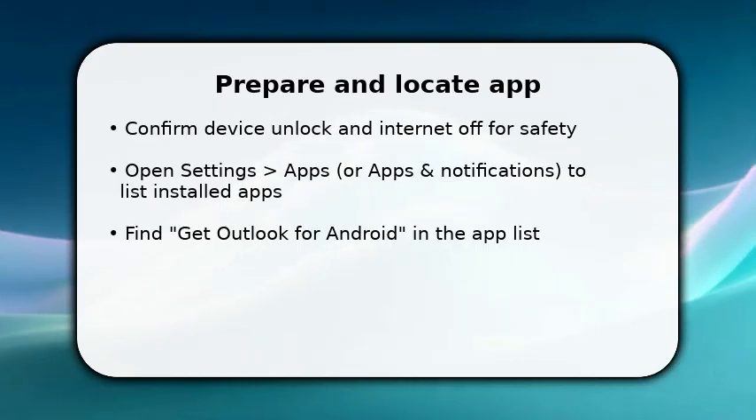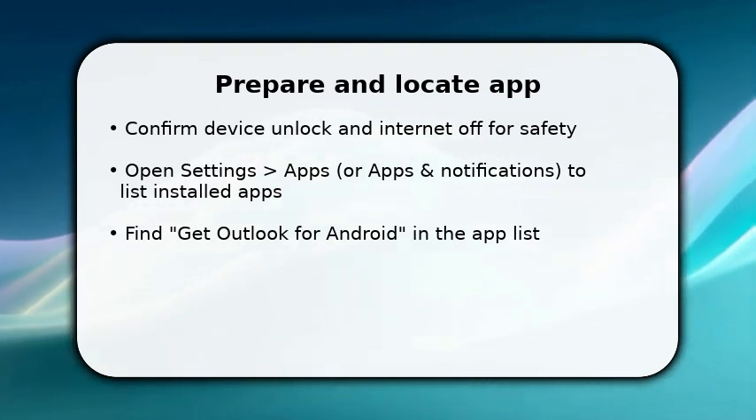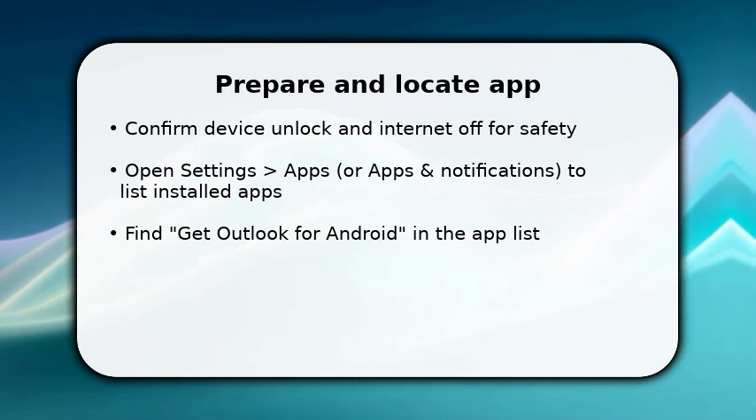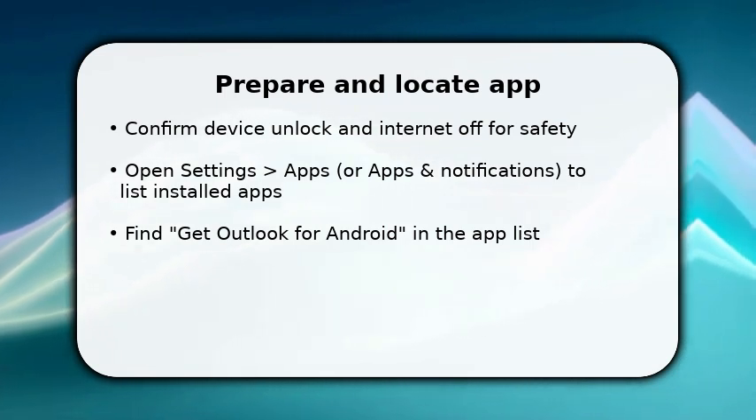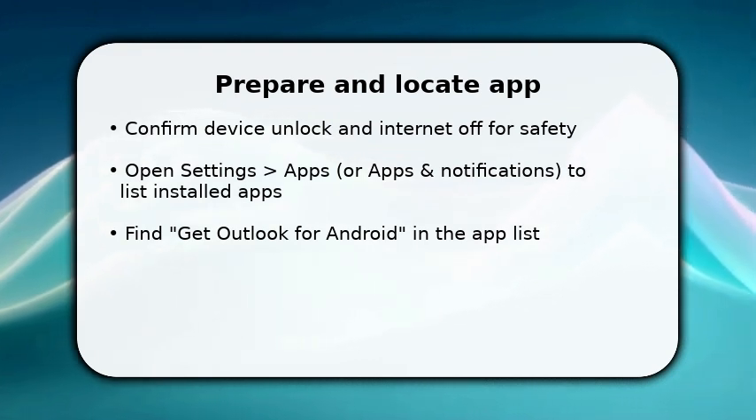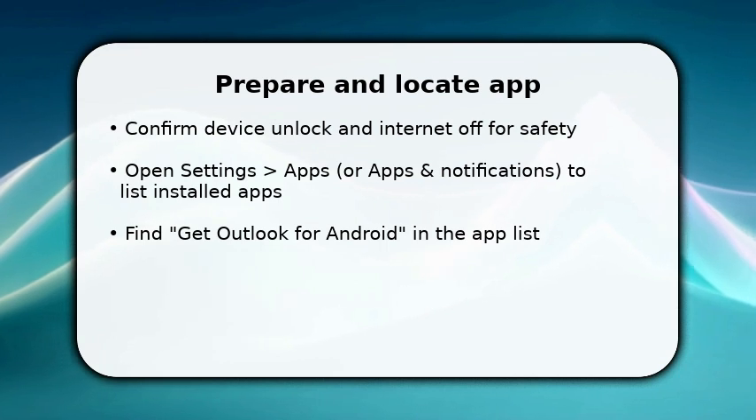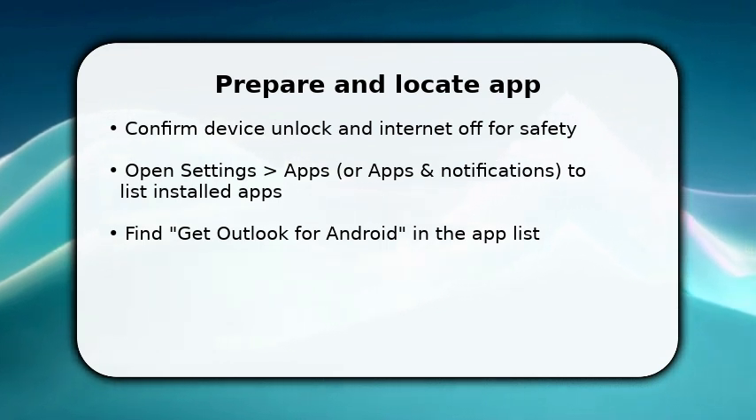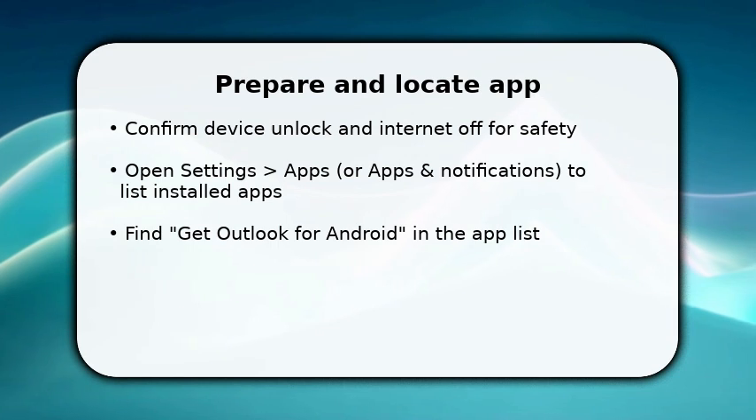You start by unlocking the device and opening settings so you can act immediately. Once in settings, go to Apps or Apps and Notifications to see installed items. You want to locate the exact app entry labeled Outlook for Android, so you remove the right package. This prevents accidentally uninstalling other mail apps.